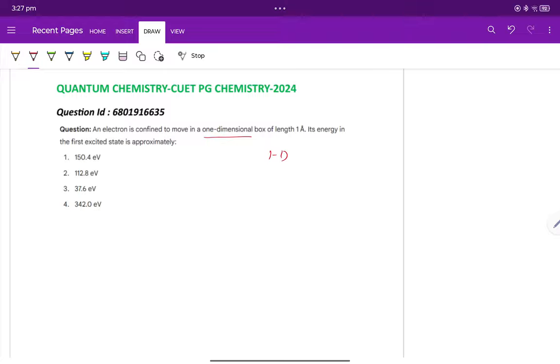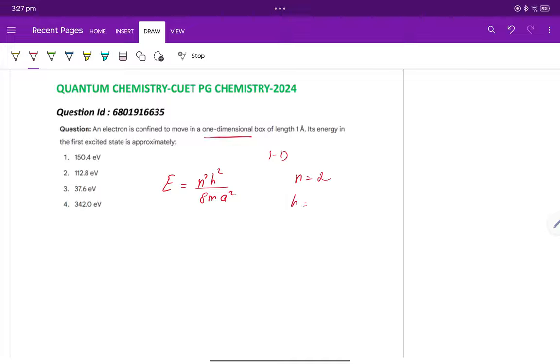So for the energy of a one-dimensional box, we should be familiar with that energy equation, which is E is equal to n square h square by 8ma square. Now let us see what the substitutions are. N value: it is the energy in the first excited state. So the first excited state is n is equal to 2.